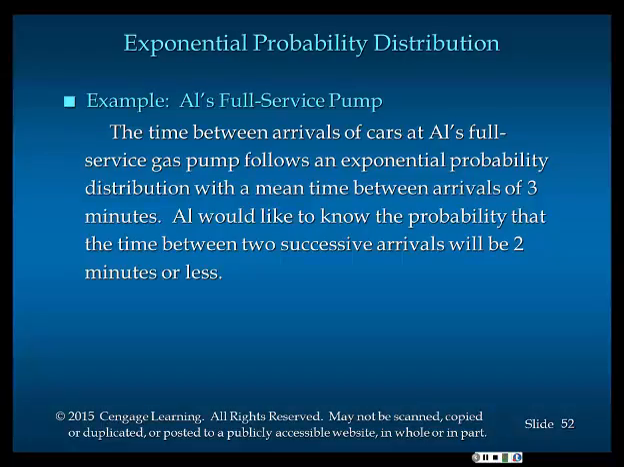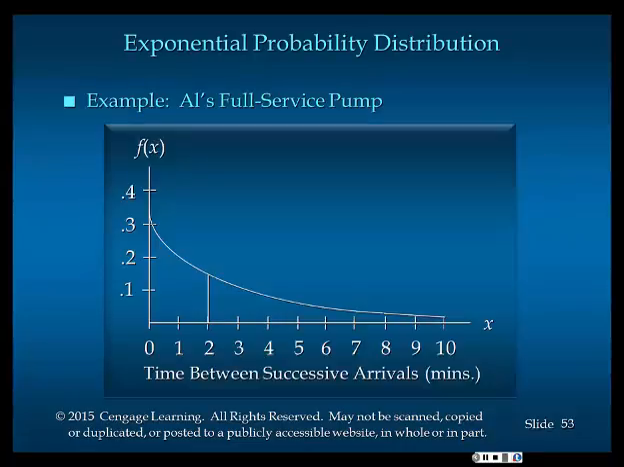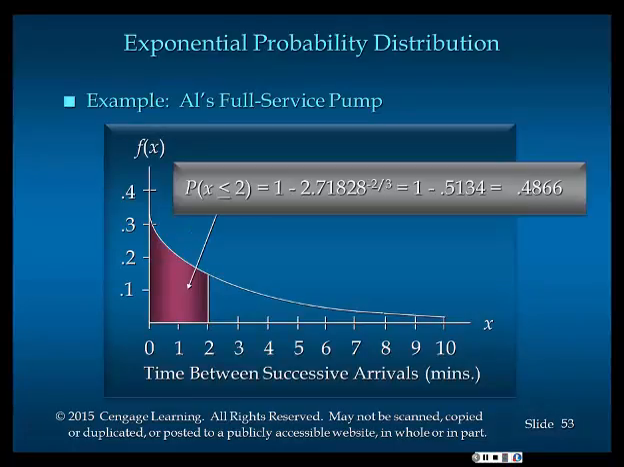Al would like to know the probability that the time between 2 successive arrivals will be 2 minutes or less. So this is what our probability density function looks like. The integral of that tells us the area underneath the curve, so that's the cumulative density function. You can see that this is not normal, and you can see that it is skewed to the right. What we want to know is, what is the likelihood that after one person leaves, the next person is going to arrive in 2 minutes? A car comes up and takes off. What is the likelihood another car is going to show up in 2 minutes?